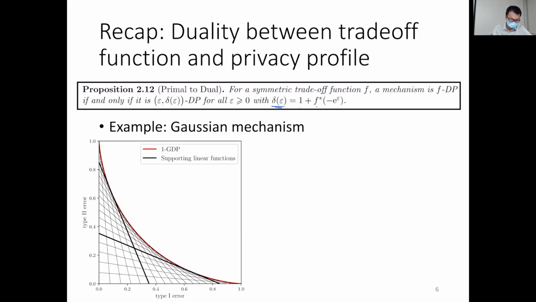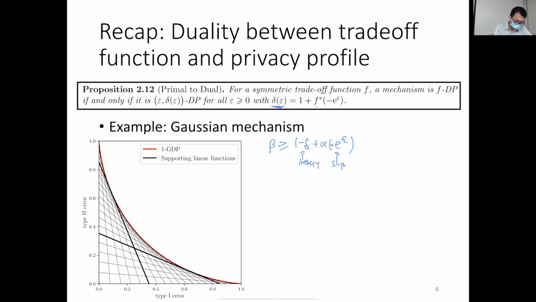So clearly, from the last lecture and from our understanding of epsilon-delta differential privacy, we know that epsilon-delta differential privacy would imply that the trade-off function satisfies beta is larger than 1 minus delta plus alpha multiplied by minus e to the power of epsilon. So this is a slope, and this is an intercept.